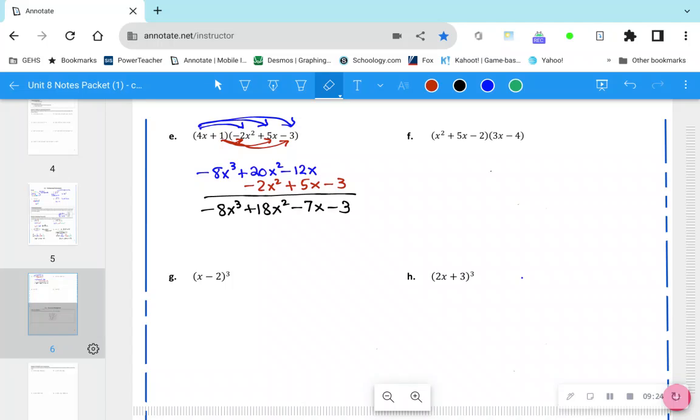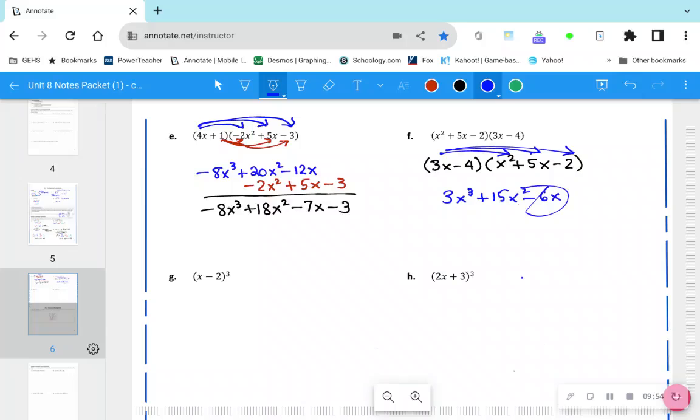Okay, example F is the same type of problem, except that it starts out backwards. So the first order here is to get that thing turned around. Then you multiply the 3x times all of the terms in the other side. So 3x times that one, and times that one. And that's what I've got there. You can, for instance, see the 3x times that negative 2 would give that part.